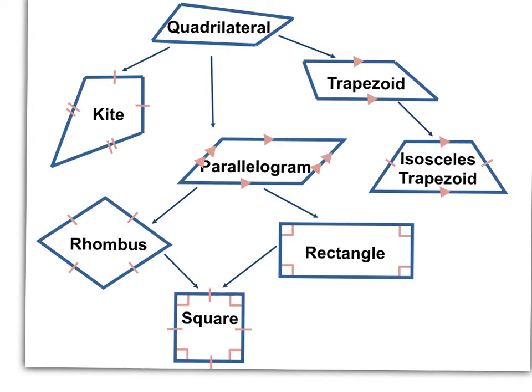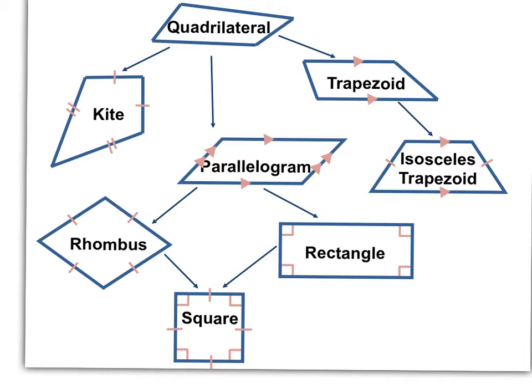Here is a diagram of our different quadrilaterals, and this diagram can be found in the Chapter 6 folder as well. So we notice all of our figures we discussed are quadrilaterals. They all have four sides, and then we branch off from quadrilaterals. So we have a kite on the left, parallelogram in the middle, and trapezoid on the right. Now an isosceles trapezoid is also a trapezoid, and it's also a quadrilateral.